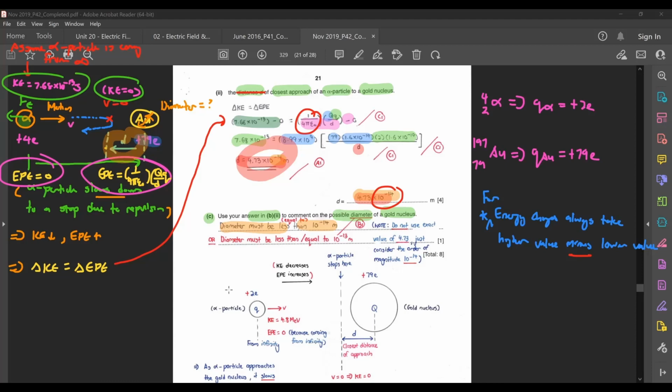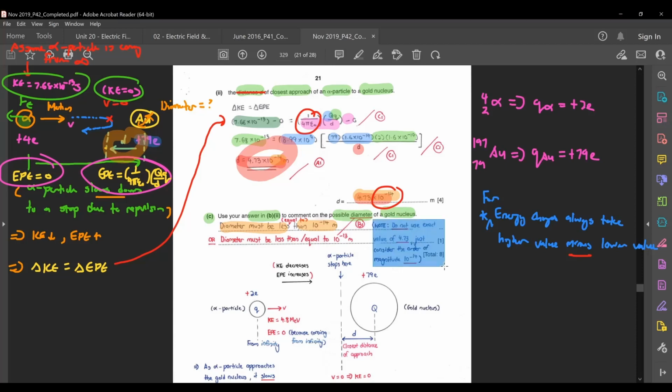Okay, so that is for this particular question. Yeah, the marking scheme mentioned don't consider the 4.73, just consider the order of magnitude would be sufficient. All right, so that one is okay. You can just have a look at page 16.